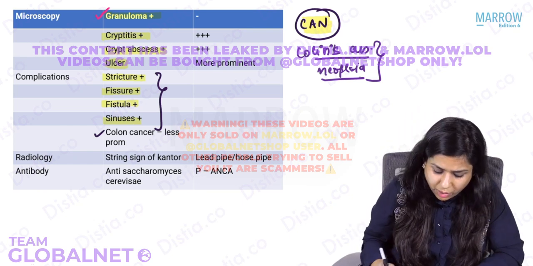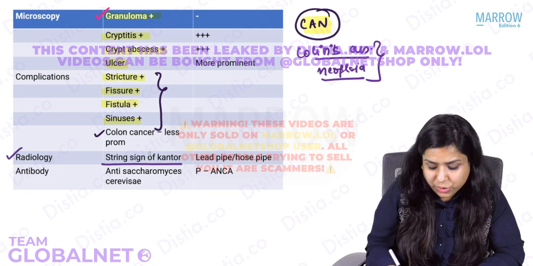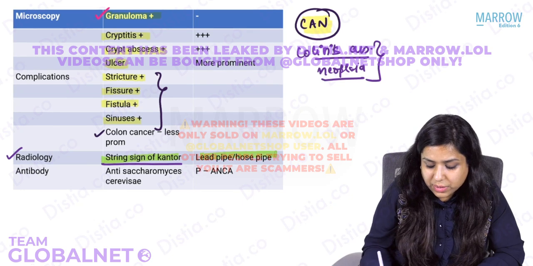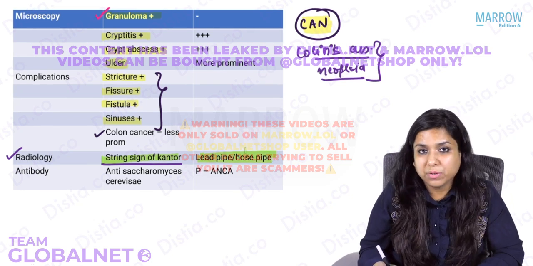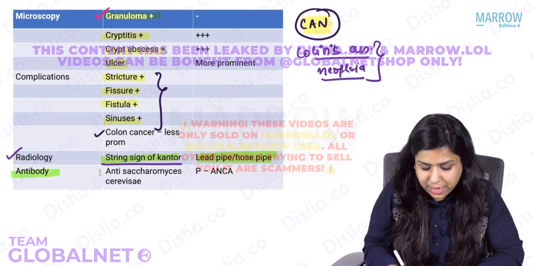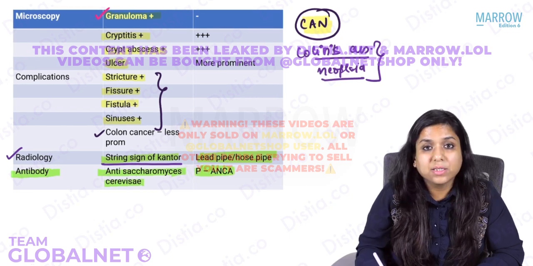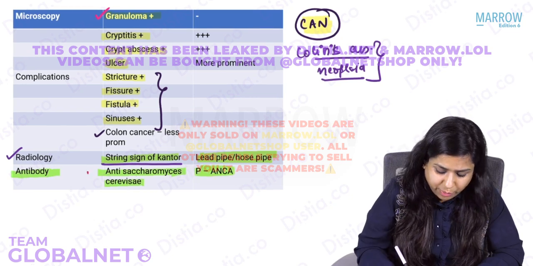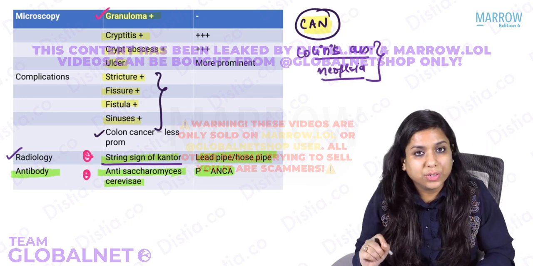Correct? Then on radiology, I've already shown you a picture. Crohn's disease shows string sign of Kantor, whereas ulcerative colitis usually shows a lead pipe or hose pipe appearance, right? Antibody which is there in Crohn's disease is anti-Saccharomyces cerevisiae antibody. Ulcerative colitis is P-ANCA positive. This is also a very important point which can be a keyword in a clinico-pathologic question.